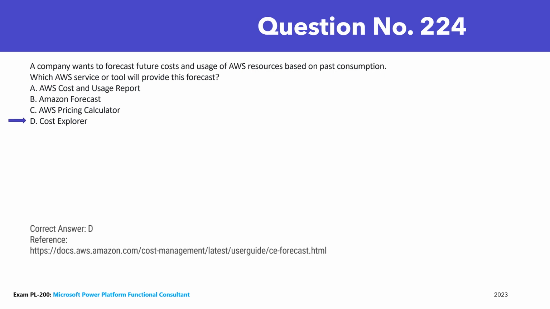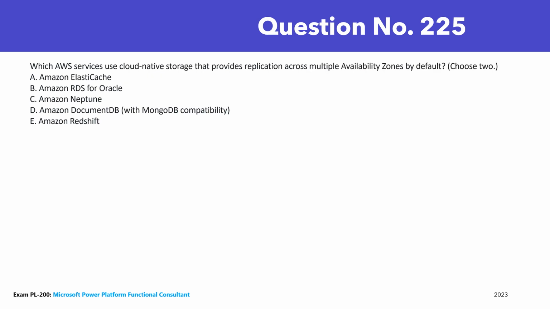Which AWS services use cloud-native storage that provides replication across multiple Availability Zones by default? Choose 2. A. Amazon ElastiCache. B. Amazon RDS for Oracle. C. Amazon Neptune. D. Amazon DocumentDB, with MongoDB compatibility. E. Amazon Redshift. Correct answer, C and D.